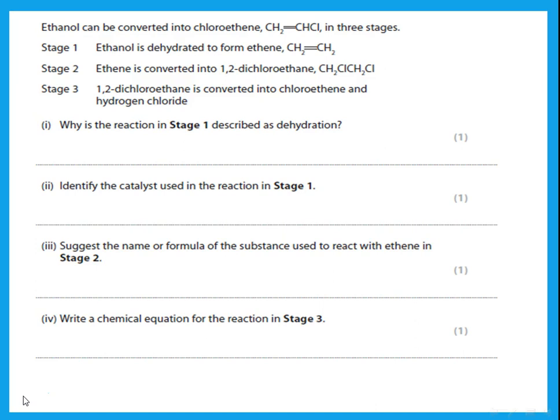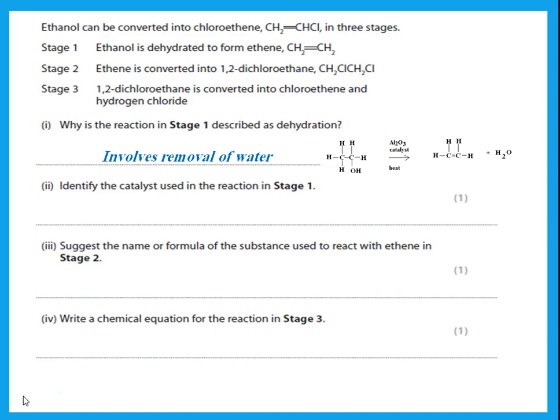Ethene is converted into 1,2-dichloroethane, and 1,2-dichloroethane is converted into chloroethene and hydrogen chloride. Now, what is the question? Why is the reaction in stage 1 described as dehydration? He started with ethanol to form ethene, and that means you're removing water, and that is called dehydration because it involves removal of water.